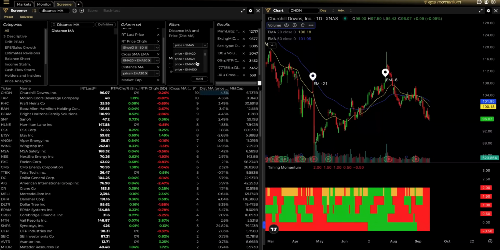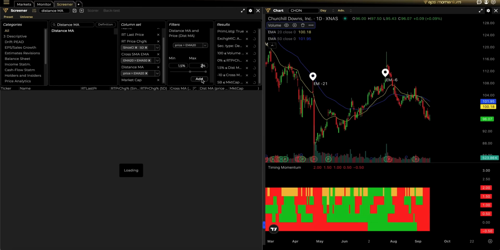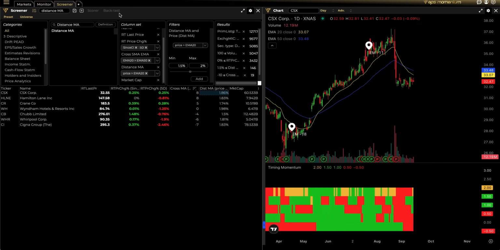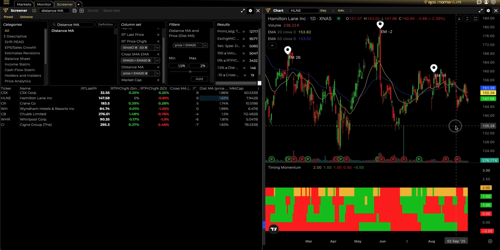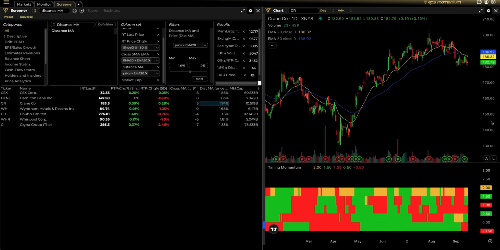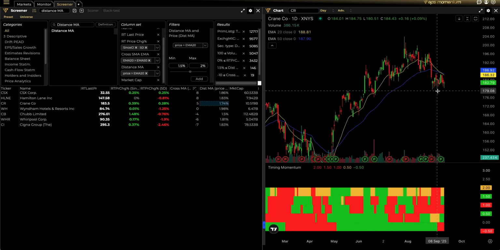For example, we might want to see stocks where the distance to the 20-day exponential moving average is at least 1.5%, but no more than 2%. This highlights stocks that are trading closest to their moving average cross, making it easy to focus on the most interesting setups. By using sorting and filtering together, you can instantly find stocks that meet your exact criteria. This saves time and helps you spot high-potential trading opportunities quickly and efficiently.